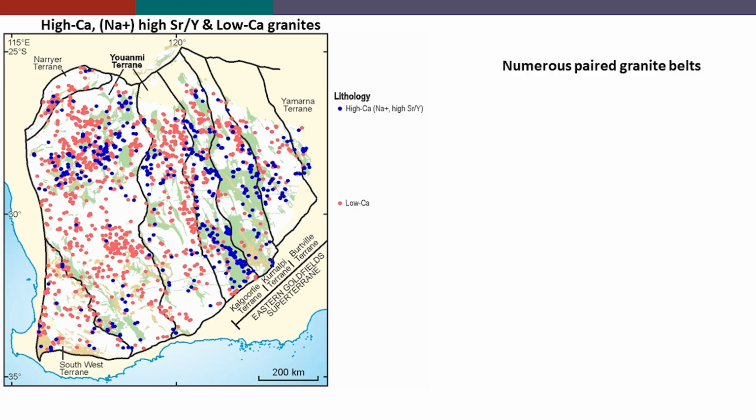The other thing I want to quickly look at is just comparing the high strontium yttrium sodic TTGs with the low calcium granites. Low calcium granites have been widely implicated as the potential source region for lithium pegmatites. So when we superimpose them, we actually see that there's quite an antithetic relationship. Where we get the high calcium sodic granites, we don't tend to get the low calcium granites, and vice versa. And we get a lot of these, what you could call paired belts.